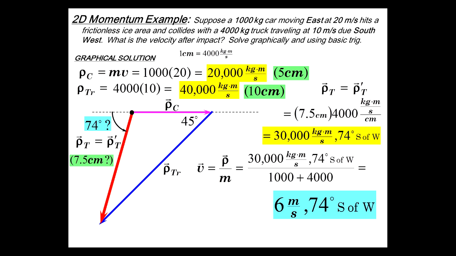Now let's do it mathematically. So, for the trig solution, we want to start by drawing ourselves a freehand sketch. Mine will look pretty nice because, well, I'm doing it on the computer. But you don't have to worry about scale here. You can just do this quickly. You really should do a sketch, though, because you will get yourself into trouble if you don't. Momentum of the car, 20,000 kilogram meters per second, which is directed east.